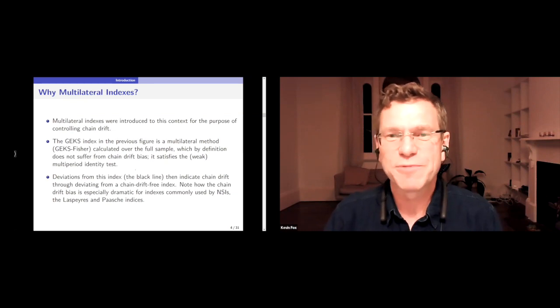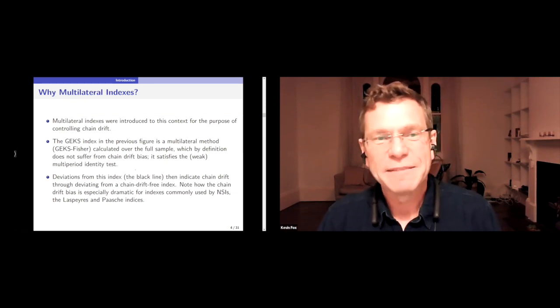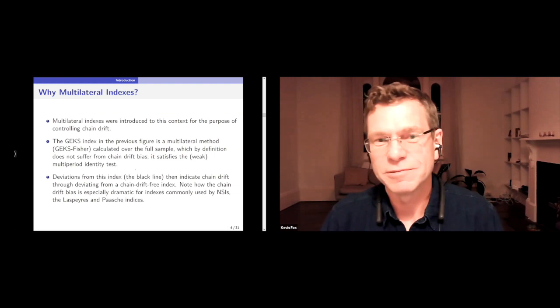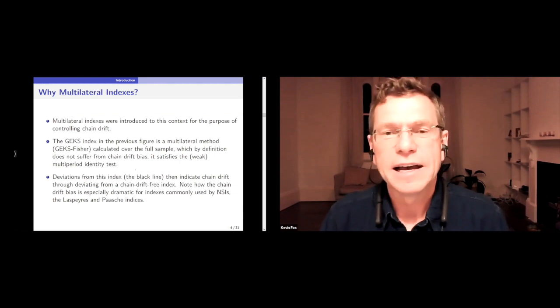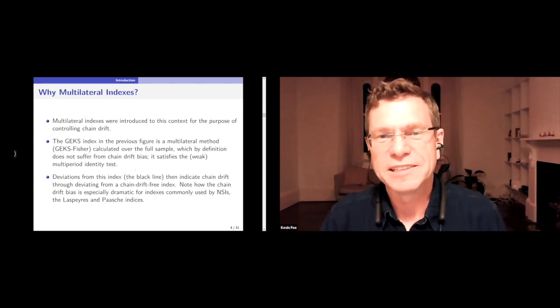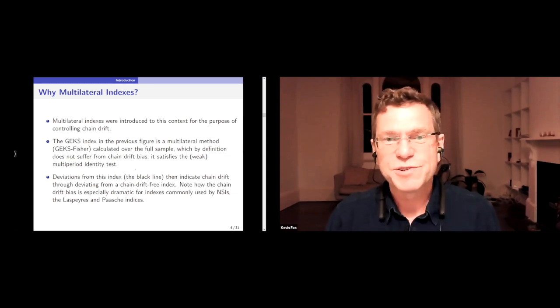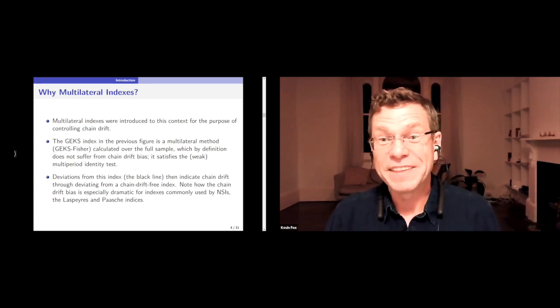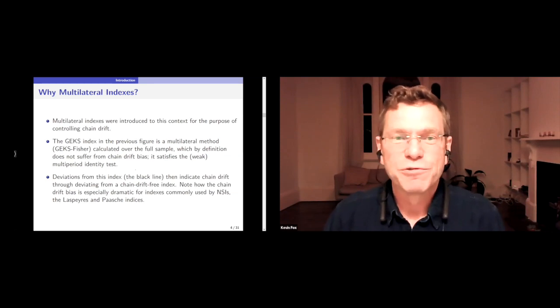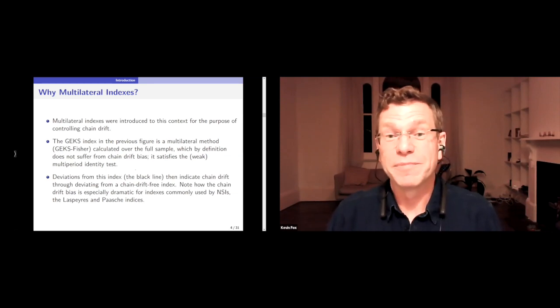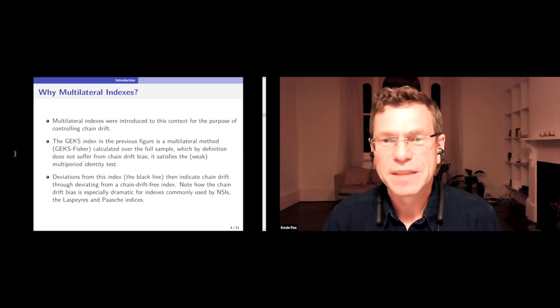In other words, it satisfies the weak multi-period identity test, an axiom that ensures that it doesn't suffer from chain drift bias. So deviations from this index, the black line, then indicate chain drift, through deviating from the chain drift-free index.